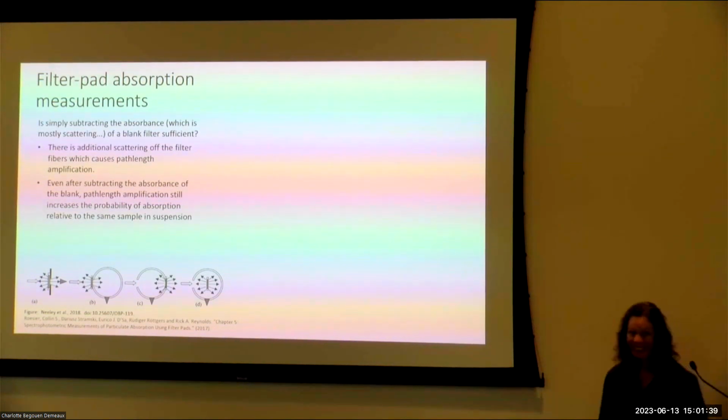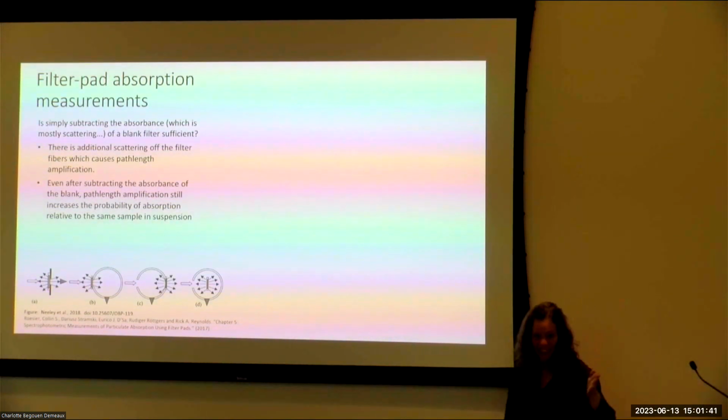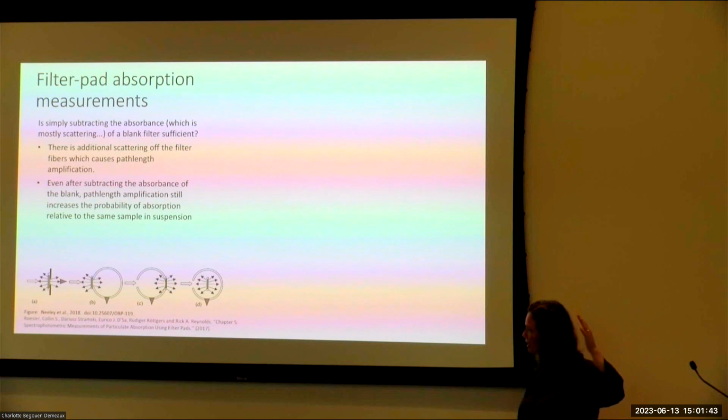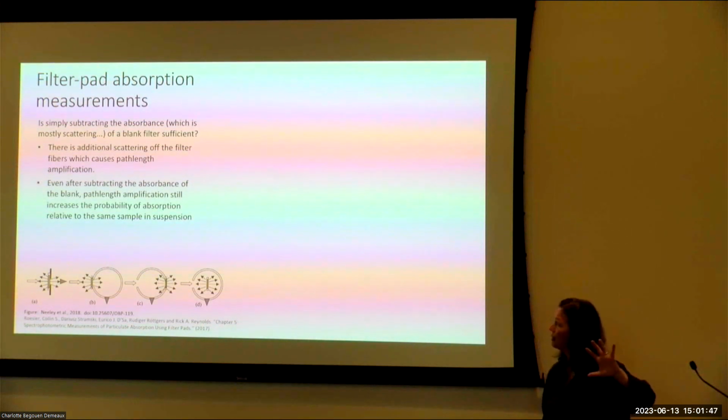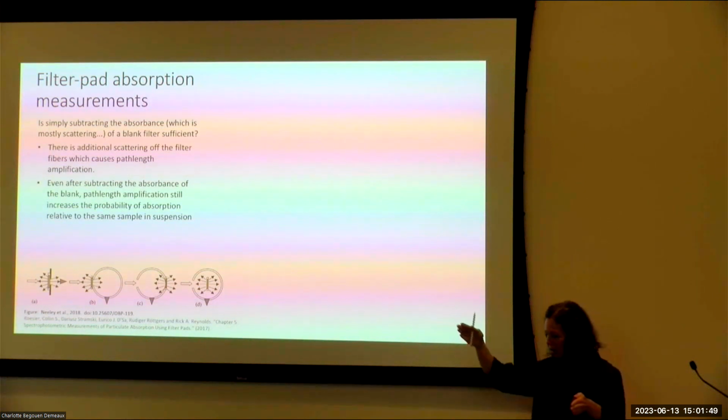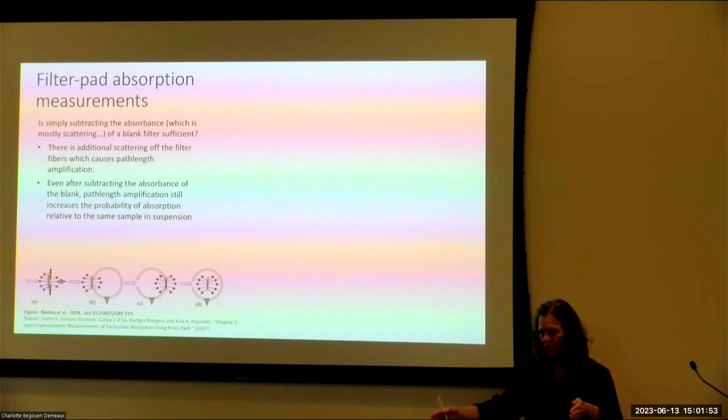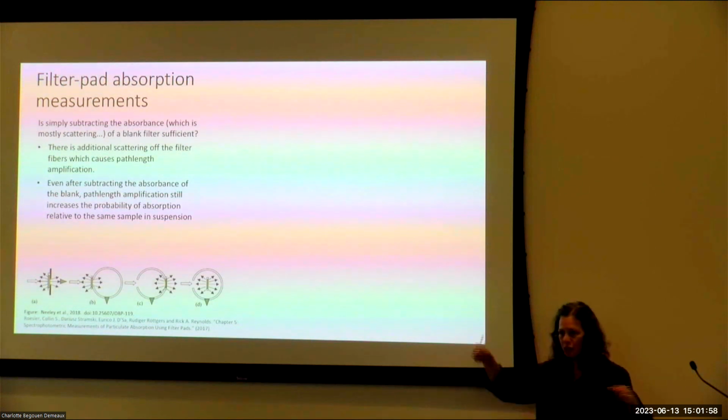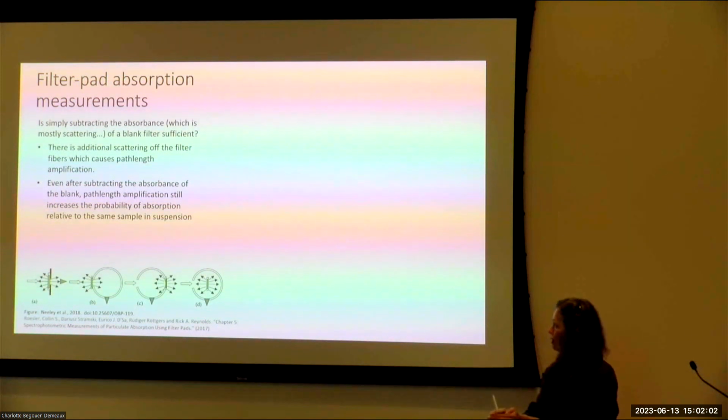Luckily, people like Colin and Daria Kennedy and some others have made careful absorption measurements on filters paired with absorption by the same stuff in a volume in the center of the sphere, and empirically figured out what this path length amplification correction should be for this kind of filter, for glass fiber.